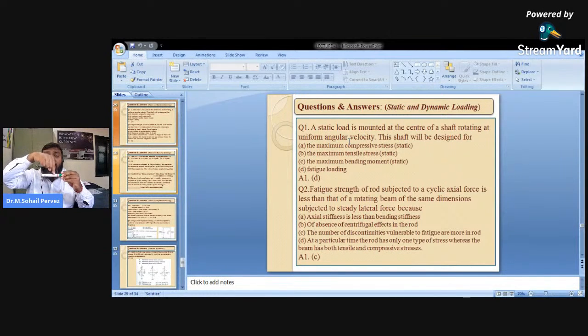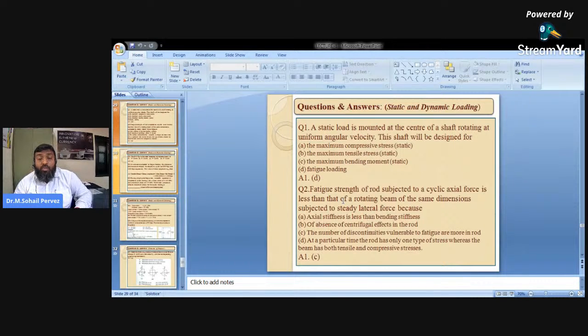Even though the load is static, since the shaft is rotating, the fibers will be subjected to cyclic tension and compression, known as fatigue. So such type of loading would be considered as fatigue. So the answer of question number 1 is D, fatigue loading.